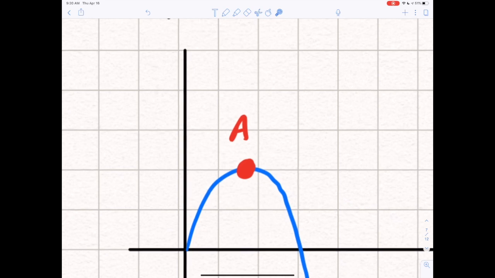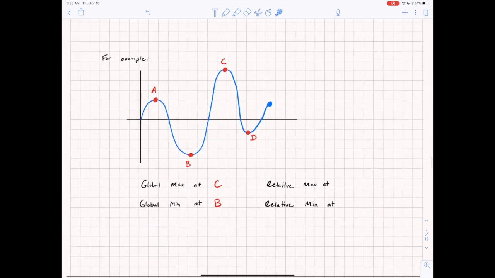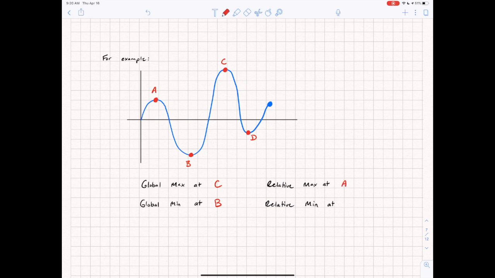We know it's not the highest point overall, but it is the highest point in this neighborhood. So that means A is called a relative max, and so I include that here as part of my answer. Now, notice though, C would still be a relative max here because C is still the highest point relative to its own neighborhood, or relative to the neighborhood of the entire graph. And so there are two relative maxes here.